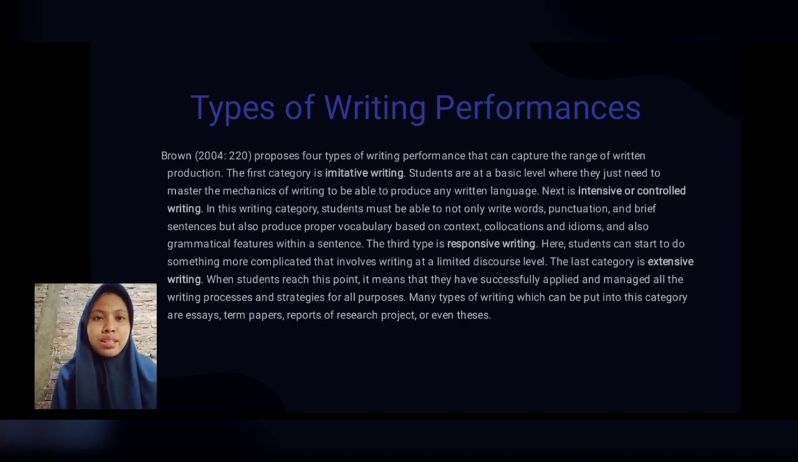In this category, students must be able to not only write words, punctuation, and brief sentences, but also produce proper vocabulary based on context, collocation, and idioms, and also grammatical features within a sentence. The third type is responsive writing. Here, students can start to do something more complicated that involves writing at a limited discourse level.